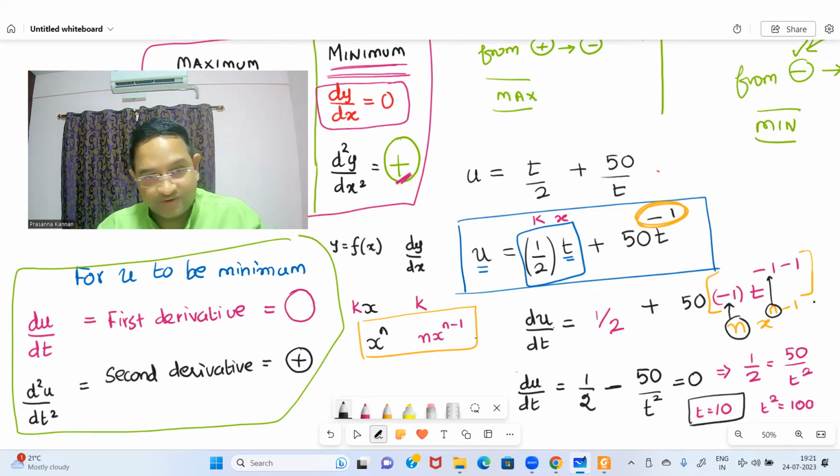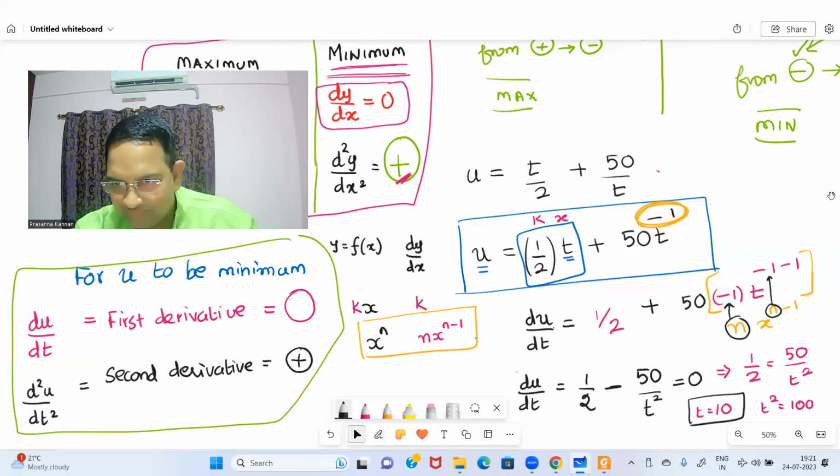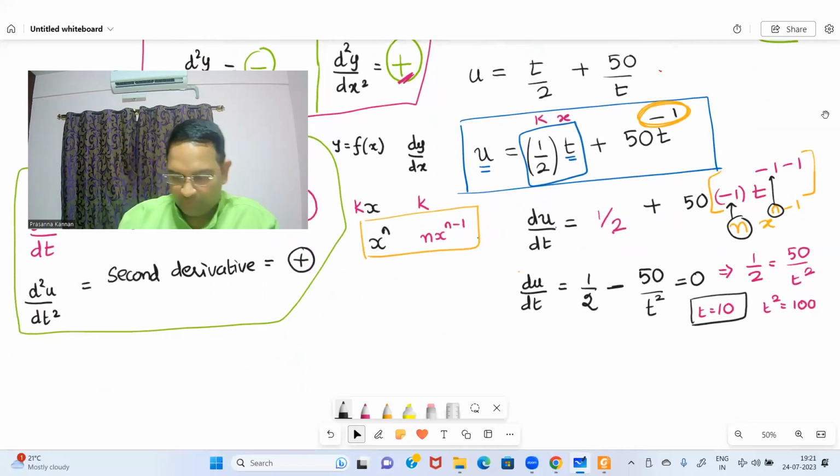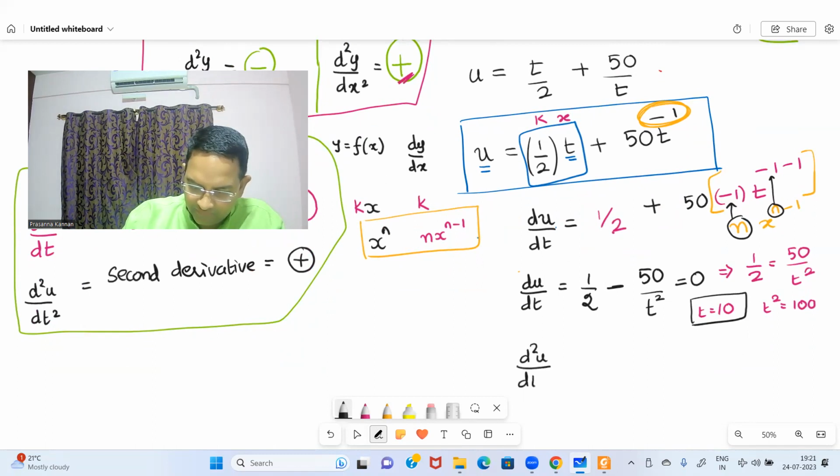Is it enough to ascertain that we got the minimum value of u? No, sir. Only one condition we did: du by dt we equated to 0. What should we verify now? The second condition. The second derivative must be positive. So I have to differentiate this again.